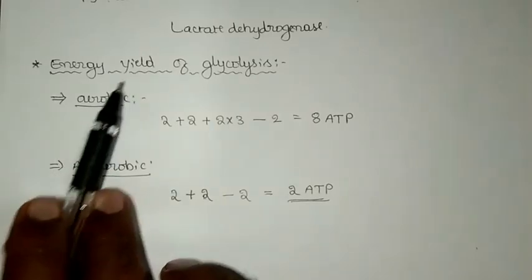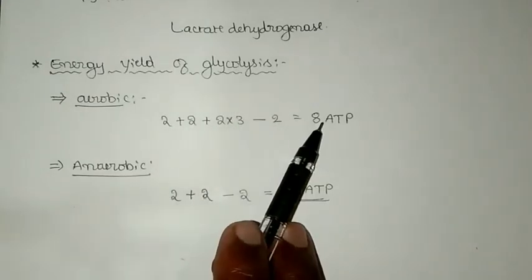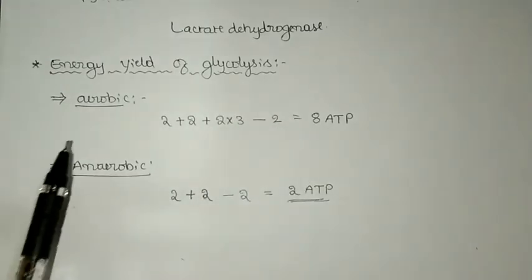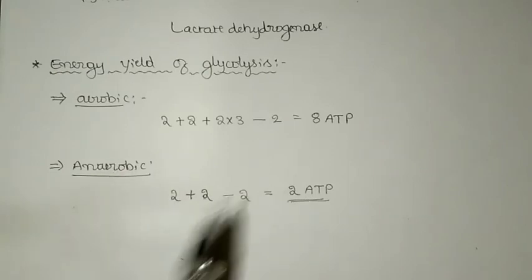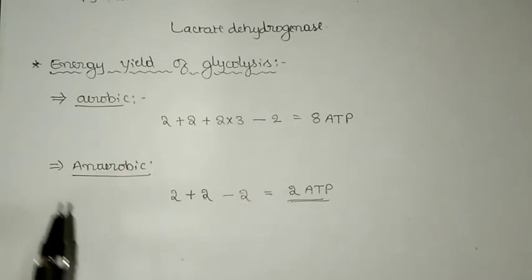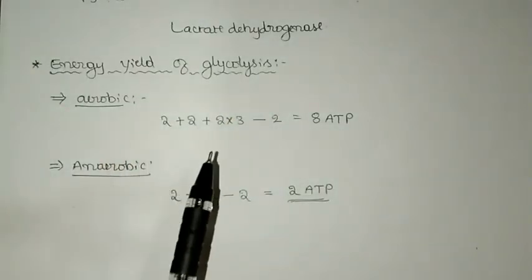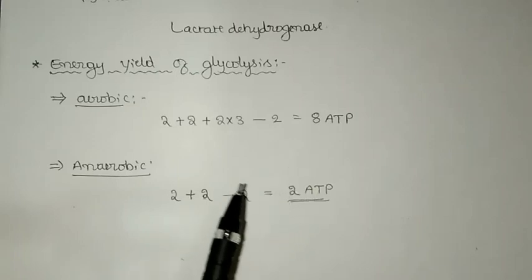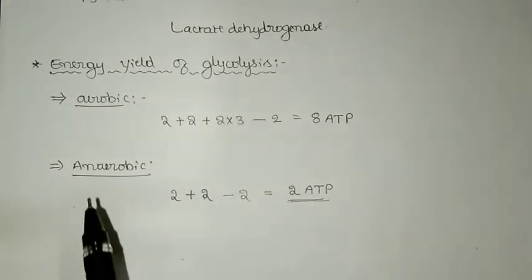So the energy yield of glycolysis in aerobic condition is 8 ATP per glucose molecule and 2 ATP in anaerobic condition per glucose molecule. So these are the energy yield calculations of glycolysis. So this is about carbohydrate metabolism, in particular about glycolysis.